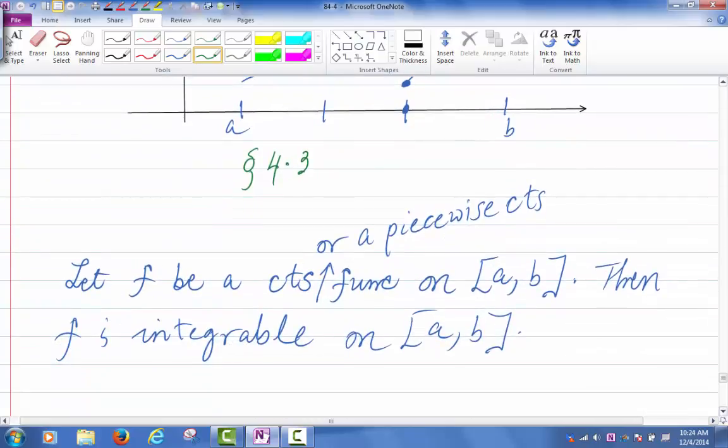And that's the statement, or I should call it a theorem. If f is continuous or piecewise continuous on an interval from a to b, then f is said to be integrable on that interval. Integrable means that the integral from a to b of f exists. Integrable means that the integral of f from a to b is defined. Okay, you guys are done writing it out?